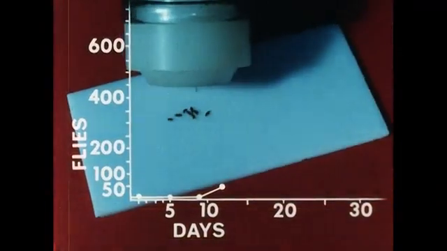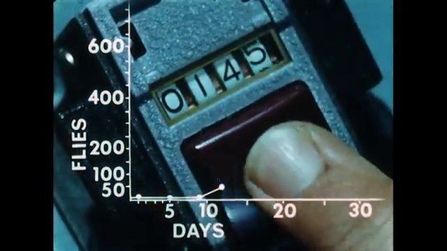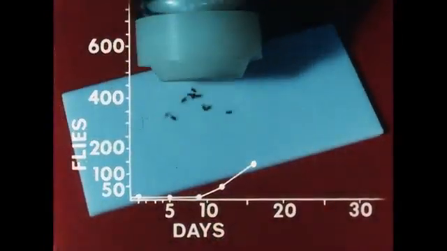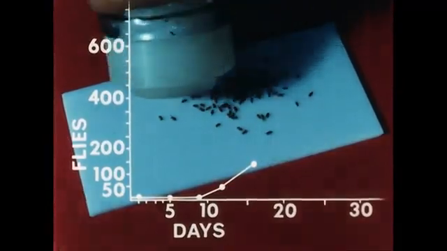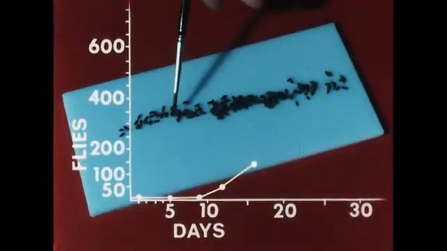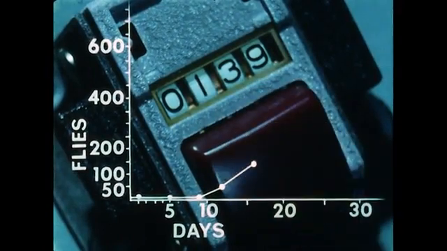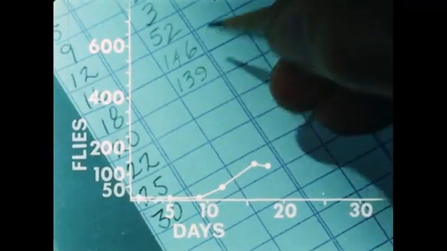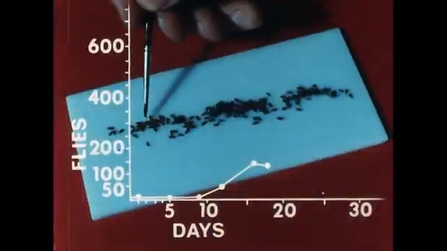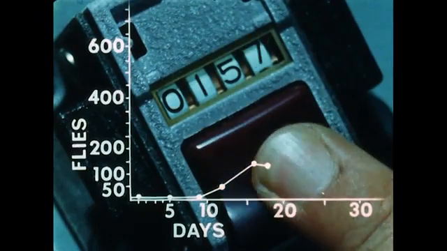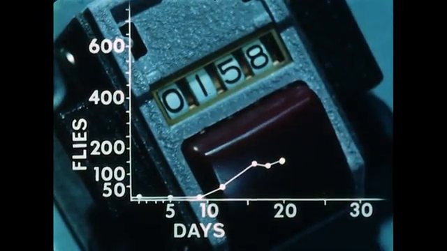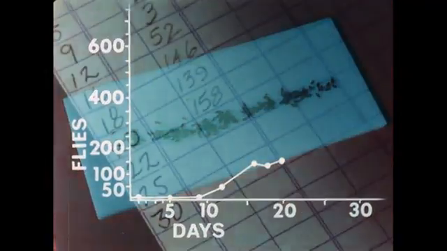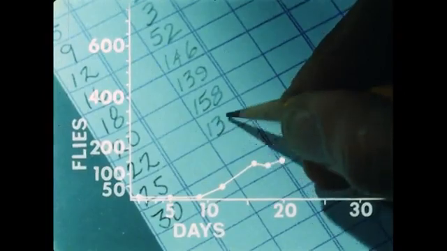On the 16th day, the fruit fly population has reached 146. A census taken on the 18th day reveals that the fruit fly population has dropped by 7 flies. There are 139 flies now. On the 20th day, the population is up to 158. Two days later, the population has dropped to 135 flies.